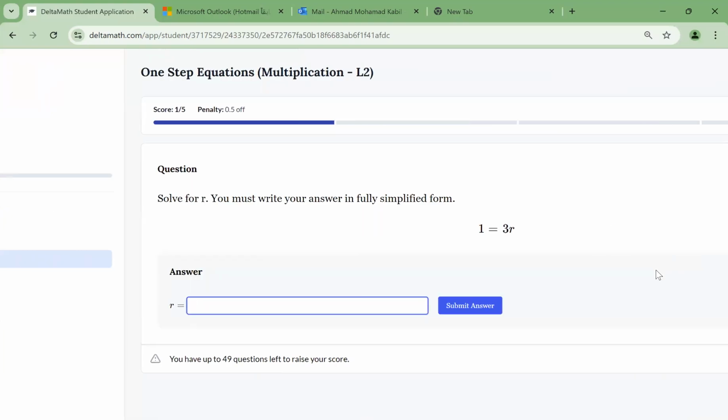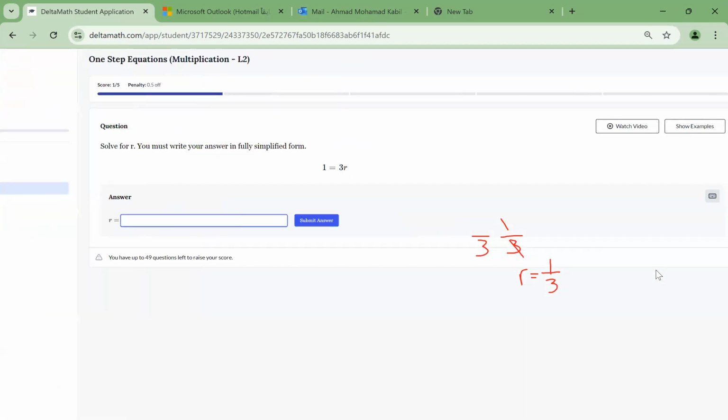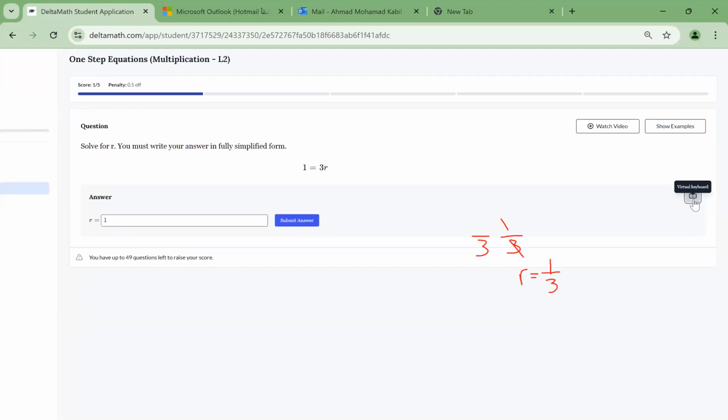So we have 1 equals 3r. Again, we want to get rid of the number next to the r, so we divide by 3 on both sides. The 3 cancels the 3, and you are left with r equals 1 over 3. So if you're not working with a regular keyboard, you can use the Deltamath keyboard. You can write 1 and then use the keyboard in order to perform division.